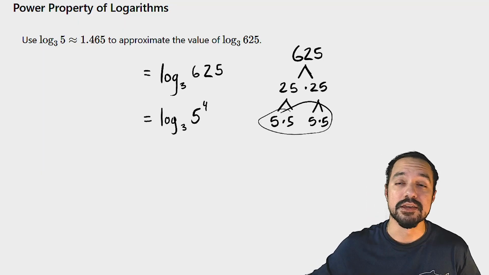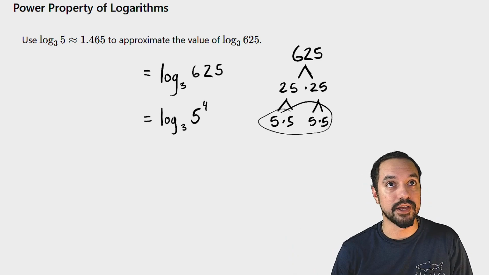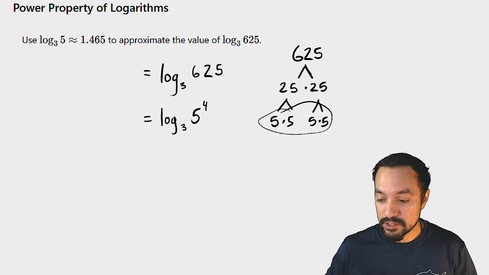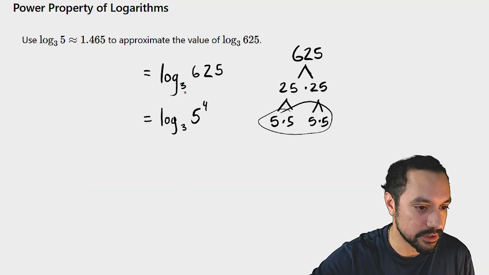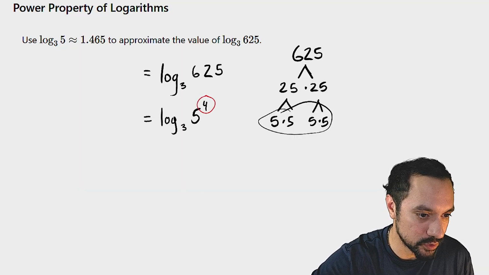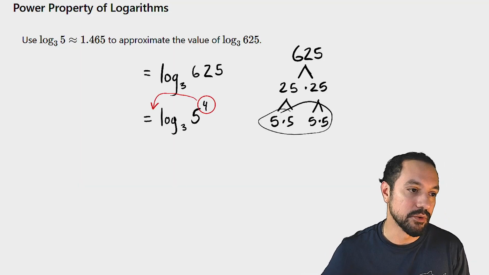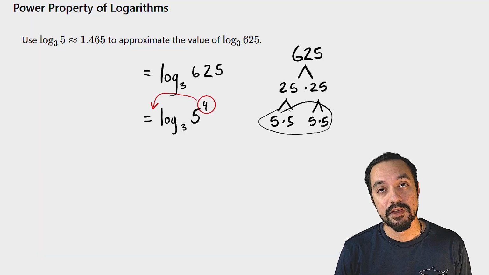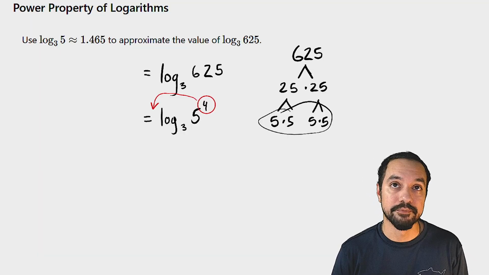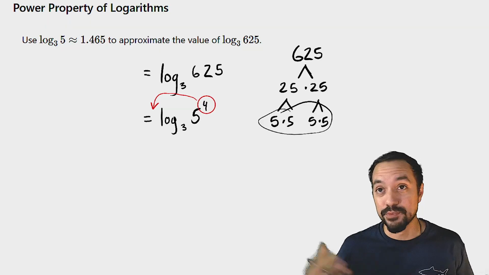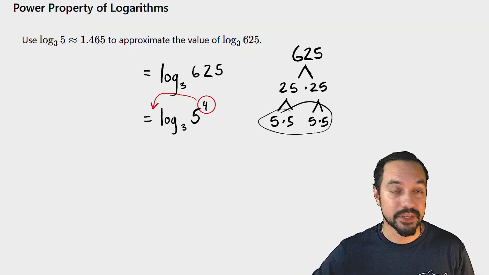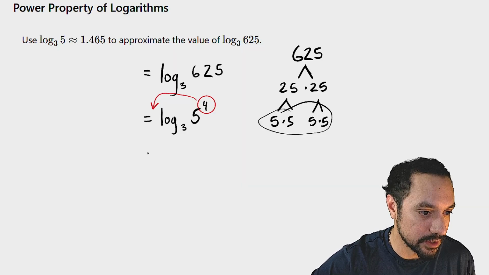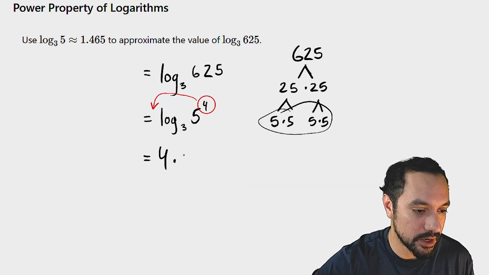All right, here's where it gets interesting. Here's where we're going to actually use that property. This is one of my favorite properties in all of K through 12 math. I just love how clean it is. So basically what the power property says is that we can take that exponent that was sitting on the argument of our logarithm, and we could just make it be a coefficient. We love that. So let me show you what that looks like. We end up getting 4 times the log.